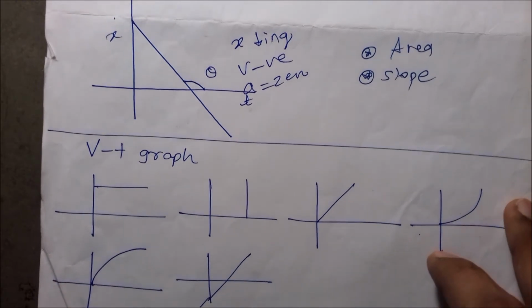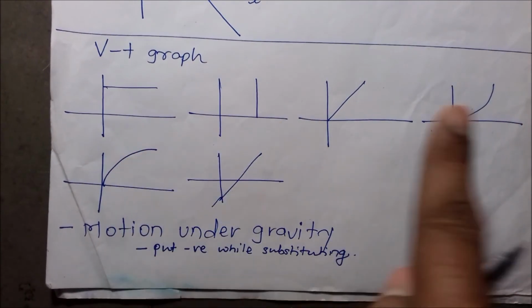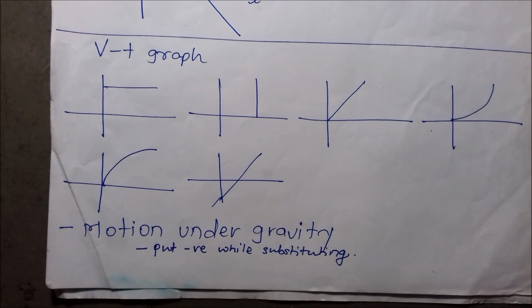Then velocity versus time graphs. These are velocity versus time graphs. Area under the velocity versus time graph is displacement, and slope of the velocity versus time graph is acceleration. Slope is acceleration, and area is displacement. Remember this. Slope is acceleration, and area is displacement.